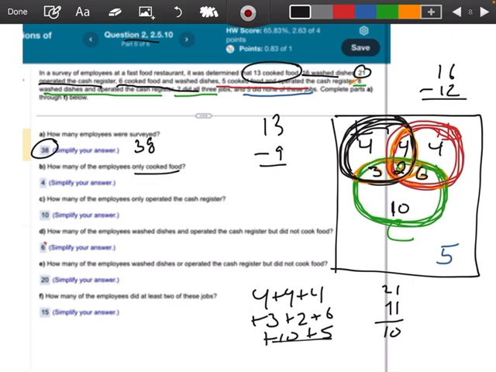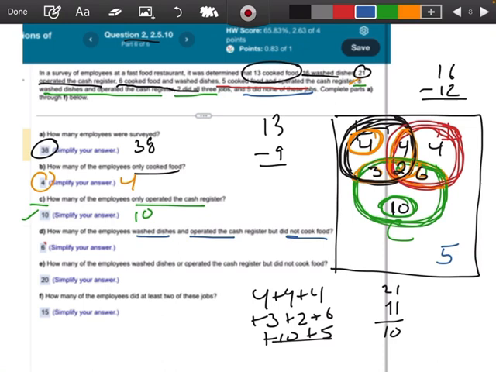How many people only cooked food? If I'm looking for only cooked food, it's just the ones in the food part itself. Again, the student got it right with 4. Let's look at part C. How many people only did the cash register? Only did the cash register are those 10 right there. Again, the student did it correctly. Now let's look at part D. Part D says how many people washed dishes and did the cash register but didn't cook food.